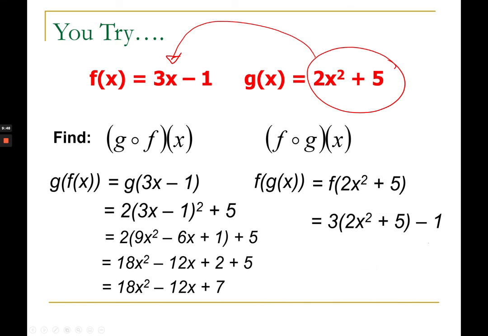And then perform your distributive property. You have 3 times 2, 6, 3 times 5, 15. 15 minus 1 is 14. And it's done.